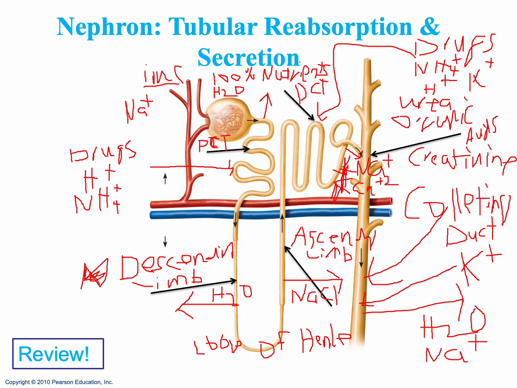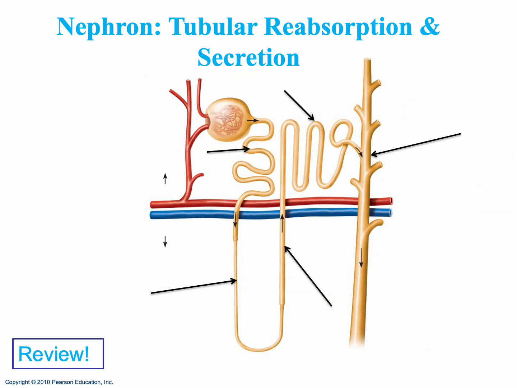Now, there's also going to be some hormone influence, and so we'll erase our board here. Maybe you're going to erase yours at home. And I want to talk about that. So, the two major locations where hormones have an influence on the nephron are your DCT and your collecting duct.